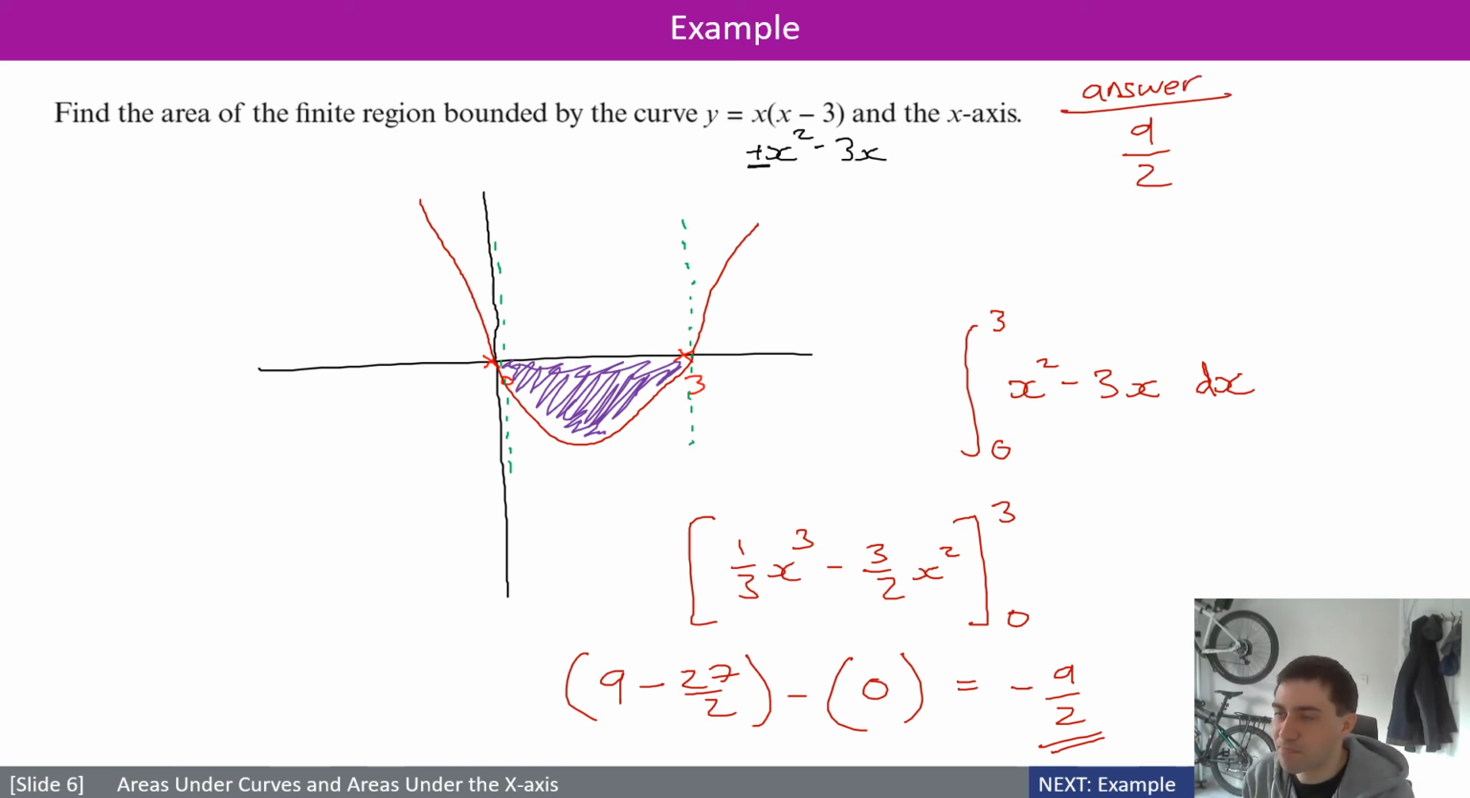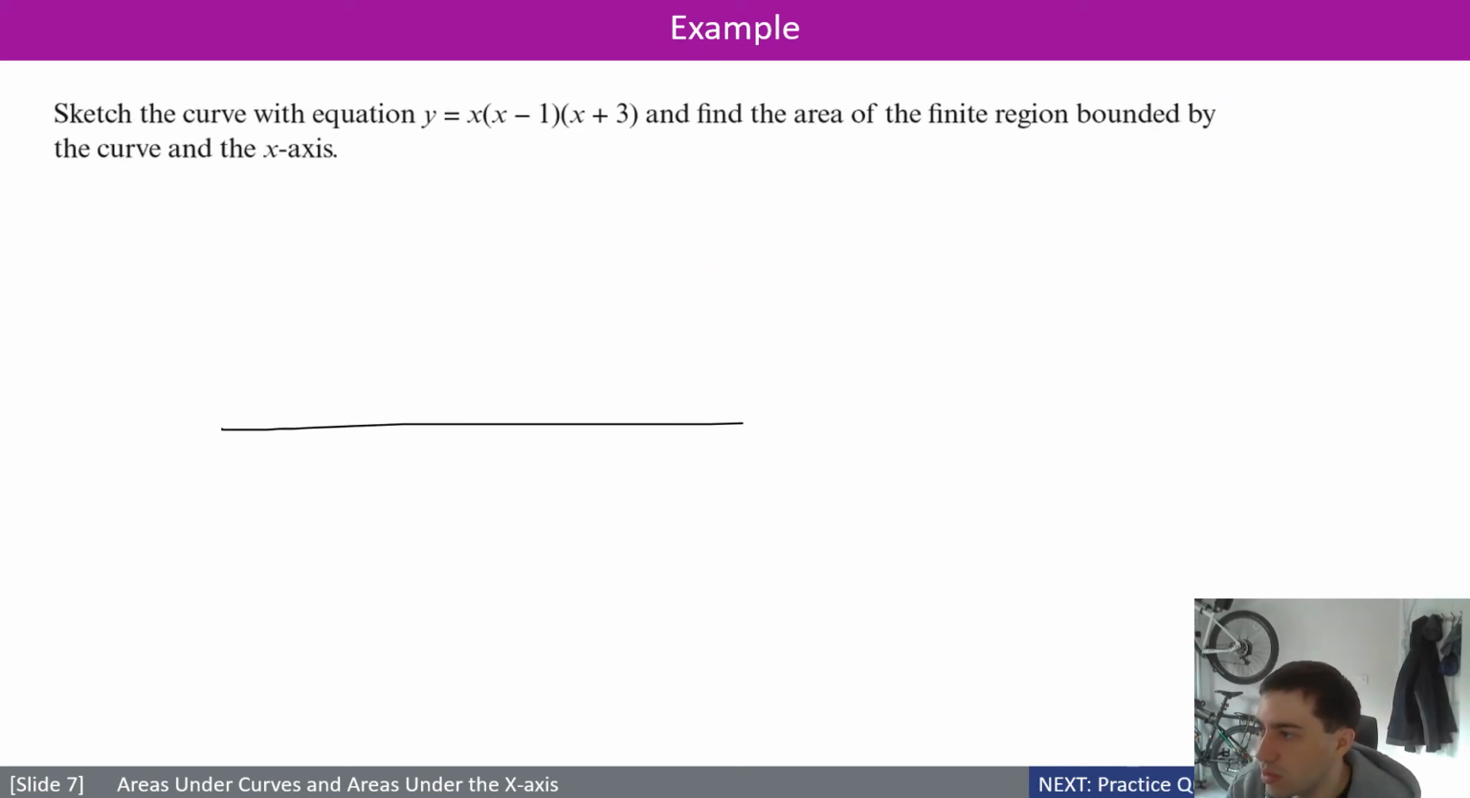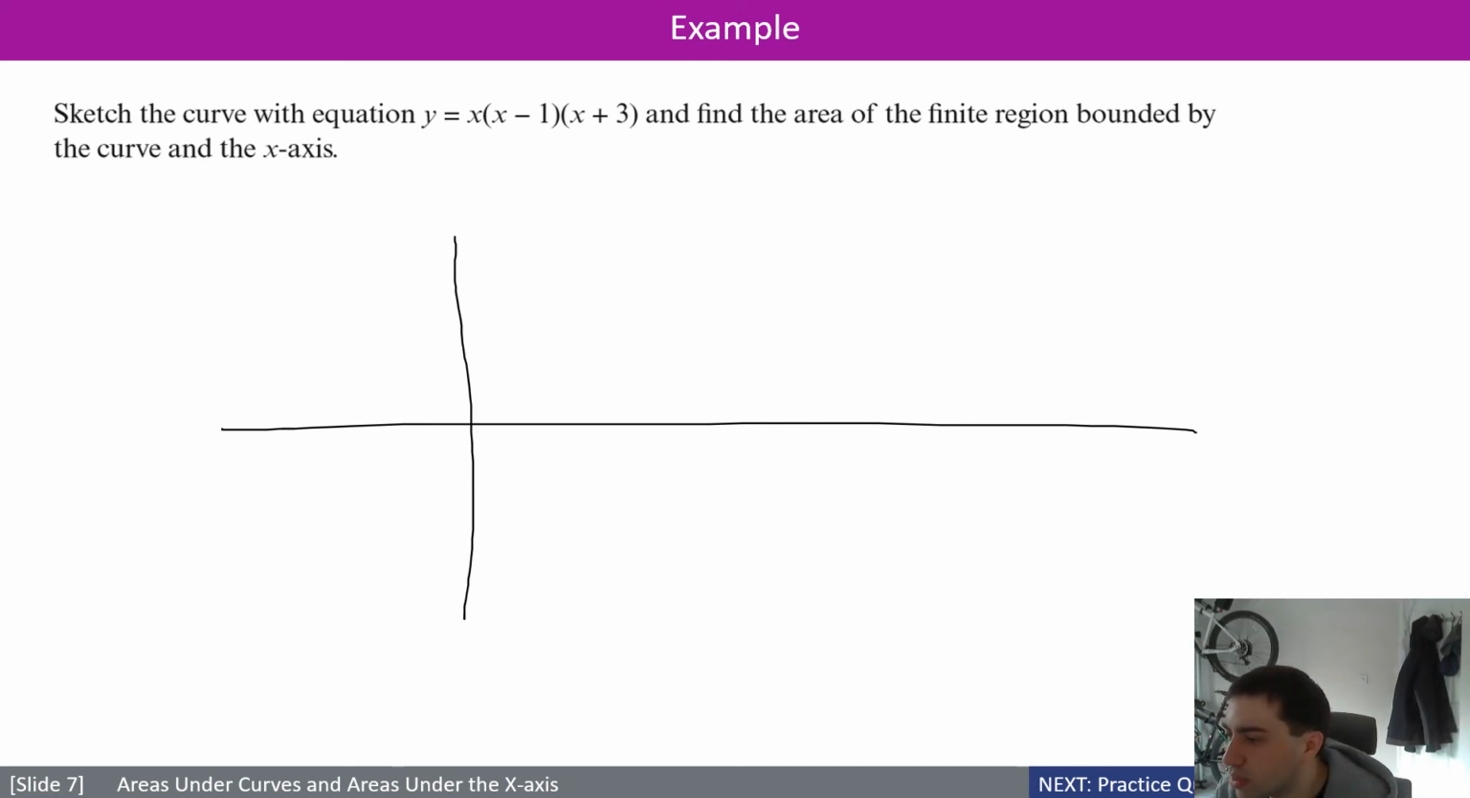Okay, cool. So let's look at one more example, and I think this one will then mix the positive and negative areas, and we'll see how that's done. So we've got our equation conveniently factorized, so we can see the key values. They are at 0, at 1, and at minus 3. So let's put that here, minus 3.